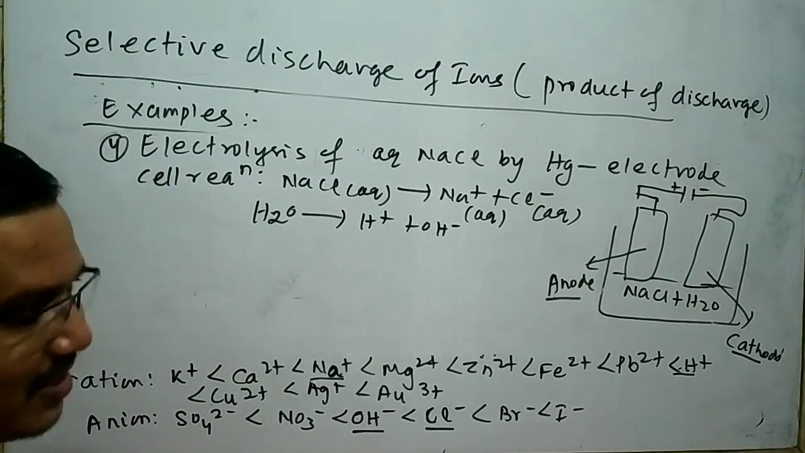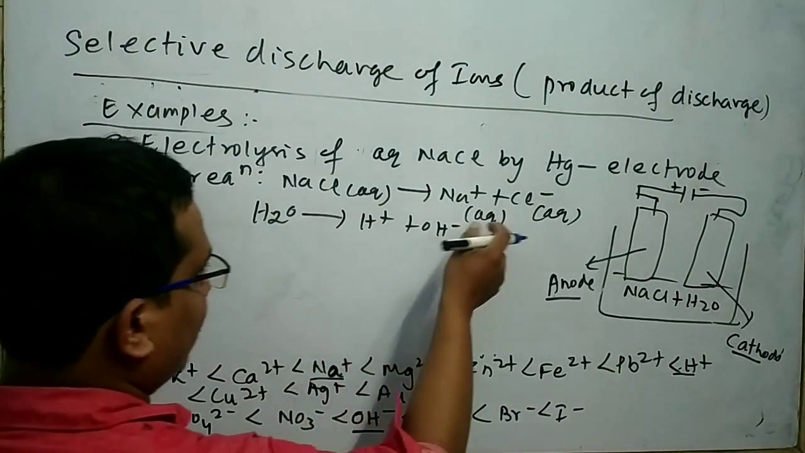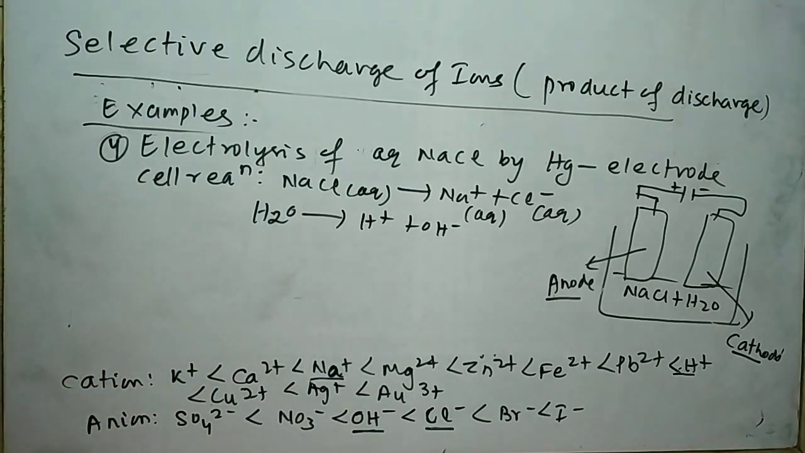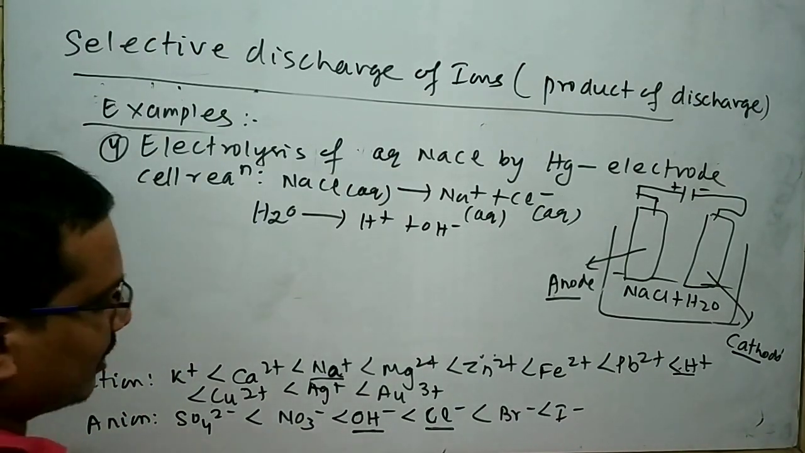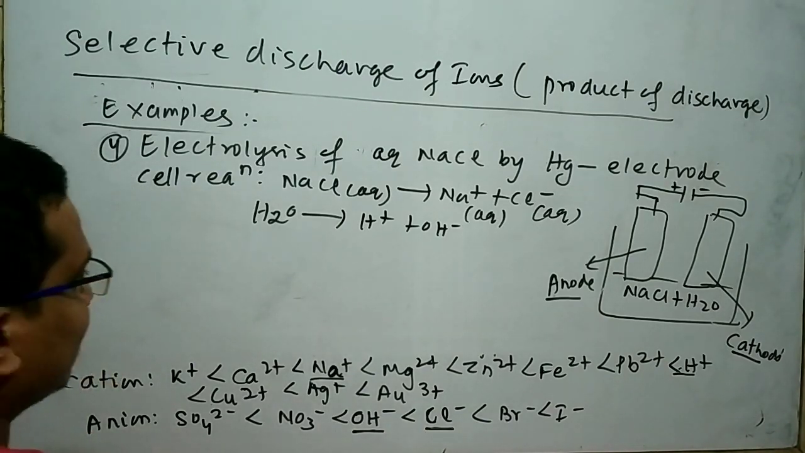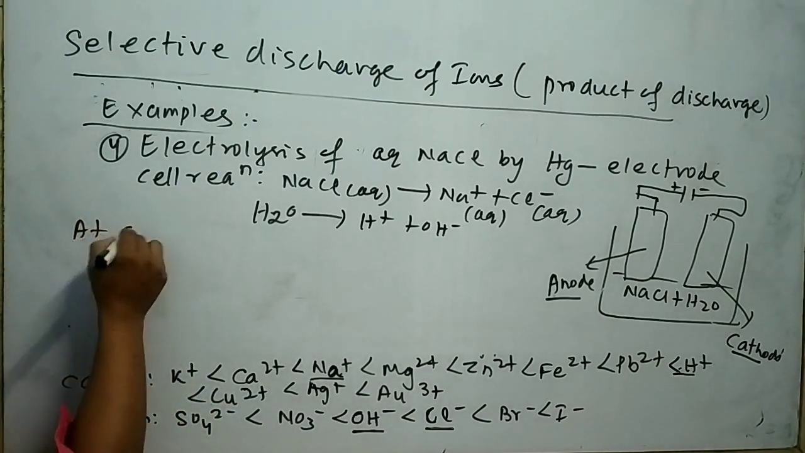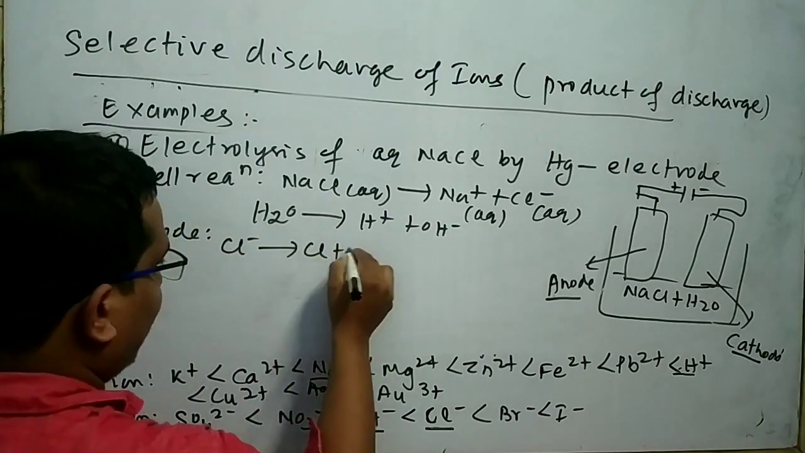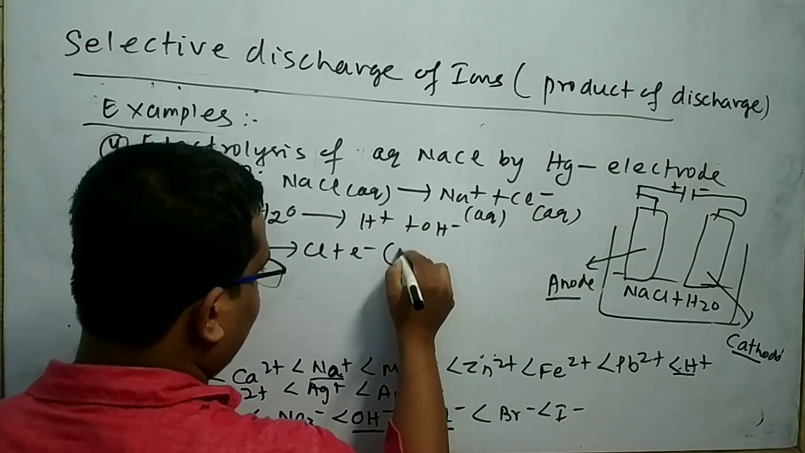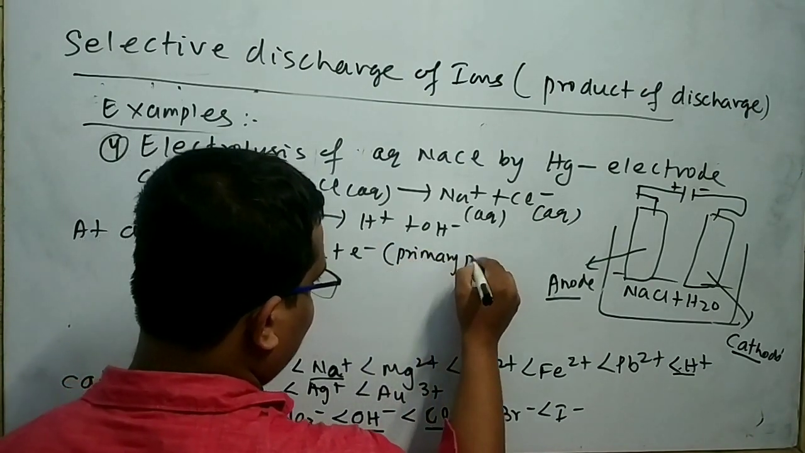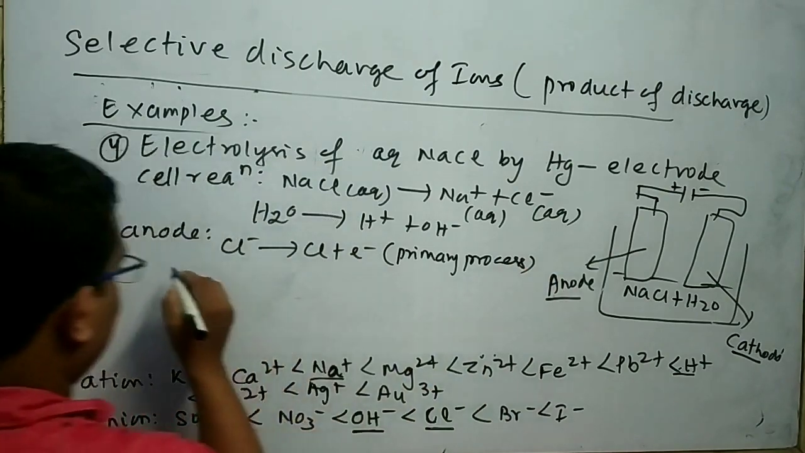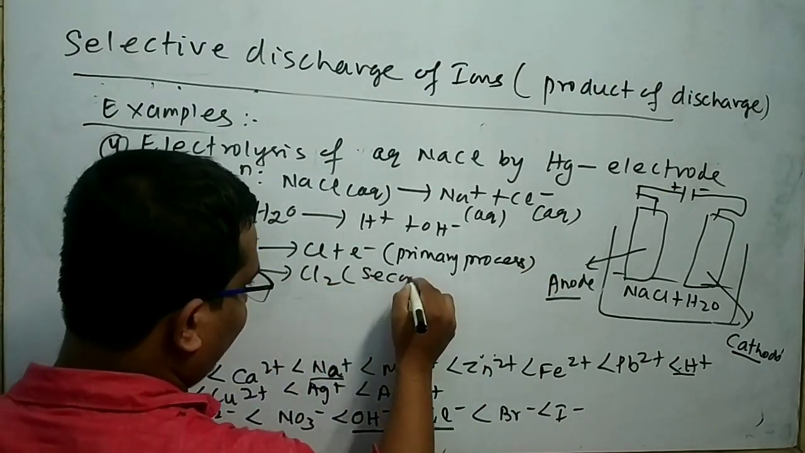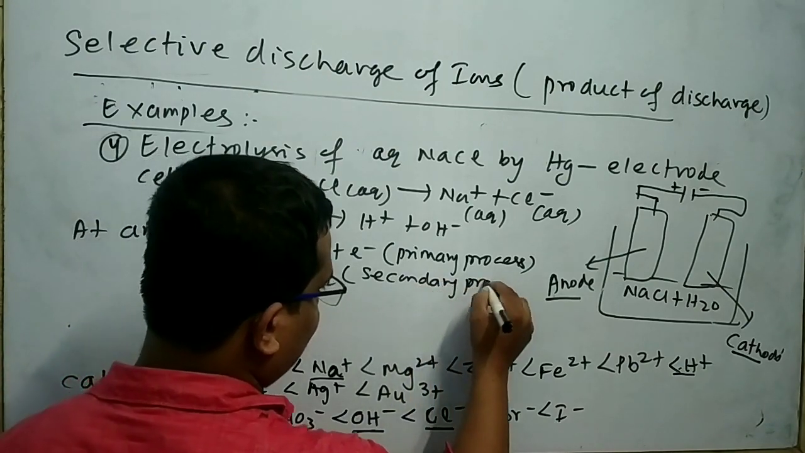for the fast discharge. Think about the anions, that is OH minus and Cl minus. Cl minus is present here, OH minus is present here. Cl minus discharges fast because Cl minus has the least discharge potential. So we can write at anode Cl minus gives Cl plus electron. This is the primary process. Next is Cl plus Cl gives Cl2. This is said to be the secondary process.